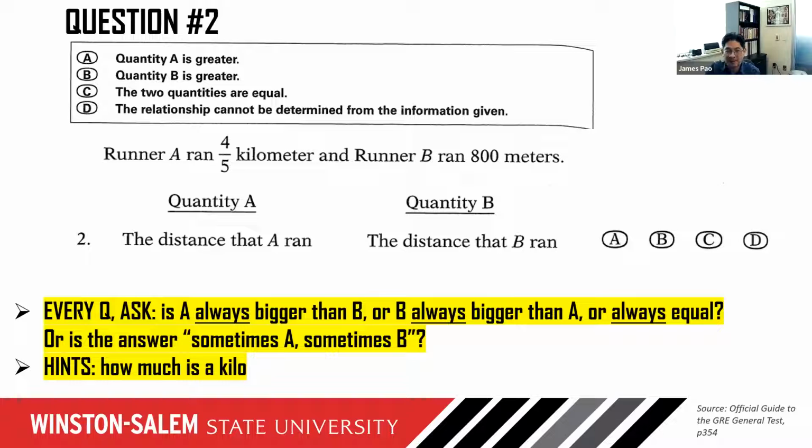So what you've determined is both runner A and runner B ran 800 meters. They ran the same distance. Looking at A and B, A is the distance that A ran, B is the distance that B ran. We know now that they are both 800 meters. So the answer is always equal, C. All right, 83% of the people got it right. Therefore, I would consider this to be an easy question. Hopefully you got it right.